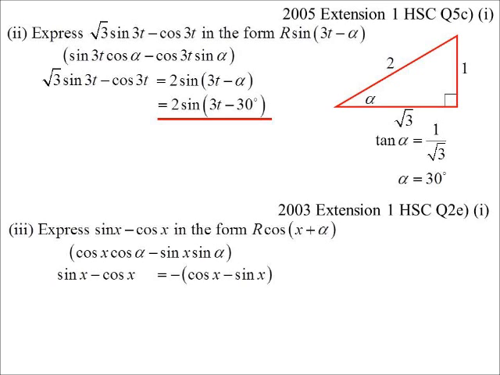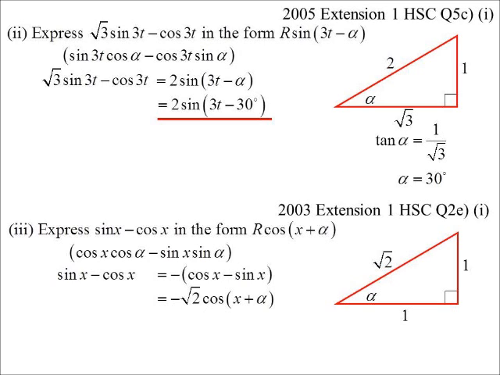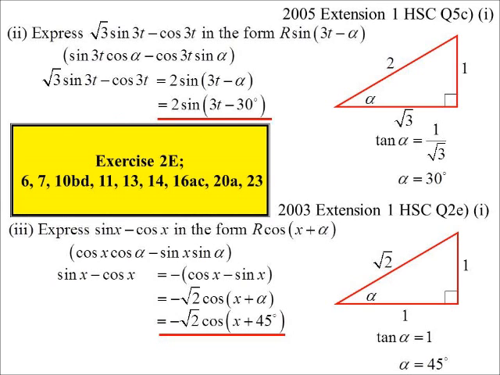Now, cos, so 1 is on both. So the sine's 1 and the cos is 1. Hypotenuse is root 2, so I've got minus root 2 cos of x minus alpha. Just need to work out alpha. Again, one of our exact values, 45 degrees. So I get minus root 2 the cos of x minus 45. So that's the basic idea behind what we call the auxiliary angle method.